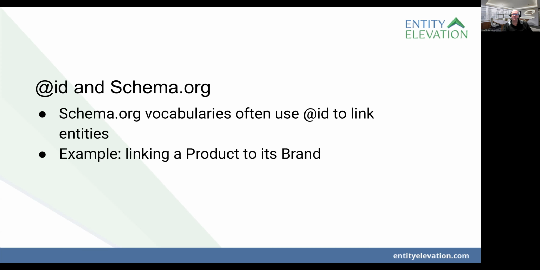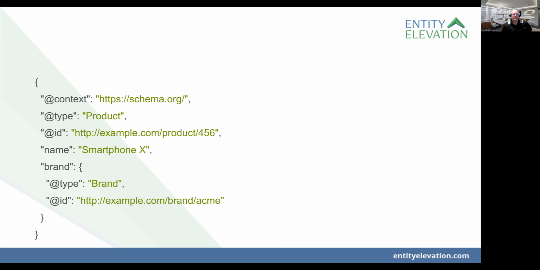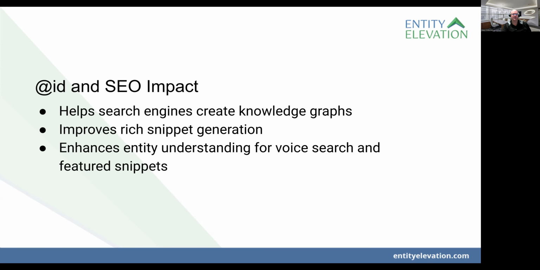Okay, so in this example, let me just go back. In this example, we have a product with its own @ID. Within the product, we've included a brand entity, which also has its own @ID. This structure tells search engines that this specific product is associated with this specific brand. And this type of linking can be incredibly powerful for SEO, as it helps search engines build a more complete picture of your products and their relationships to other entities. And it's the relationships and that data connection and cohesiveness which really allows Schema to shine.